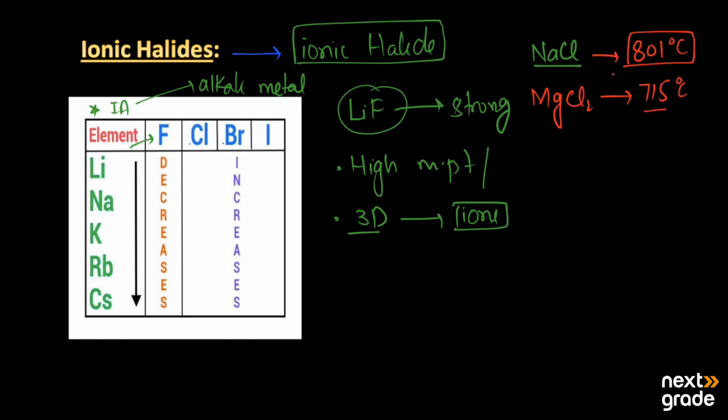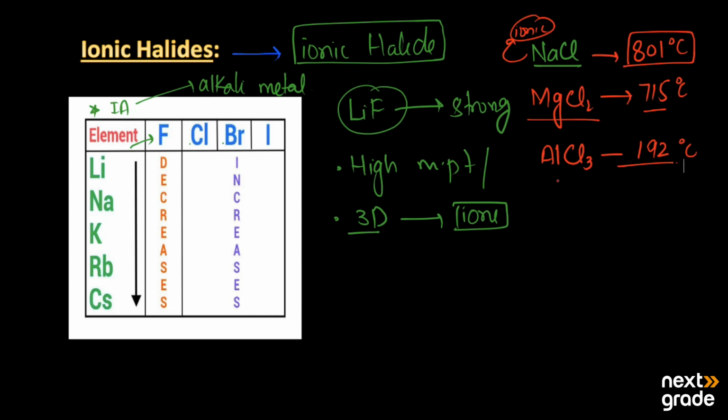715 degrees Celsius. So basically, sodium chloride is purely ionic, while magnesium chloride is a partially ionic halide. Then we have the third one, which is aluminium chloride. Its melting point is 192, so it is also partially ionic in nature. So this is a simple overview of the ionic halides, that they have high melting points, and how this changes as we move across the periodic table.